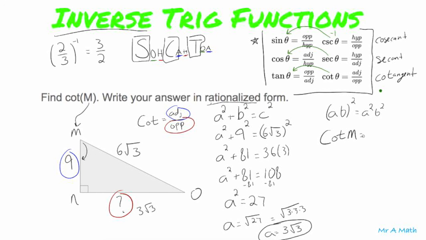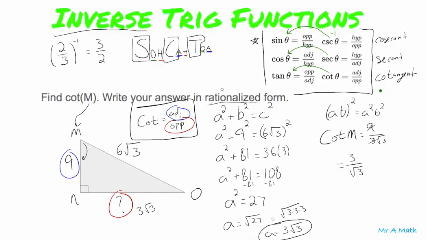Cotangent of m, it's the adjacent over the opposite here. So my adjacent we already know is 9. The opposite is 3 times the square root of 3. We just solved for that. And now I need to make sure I simplify this down. So 9 and 3 can for sure simplify down to get me 3 over the square root of 3.